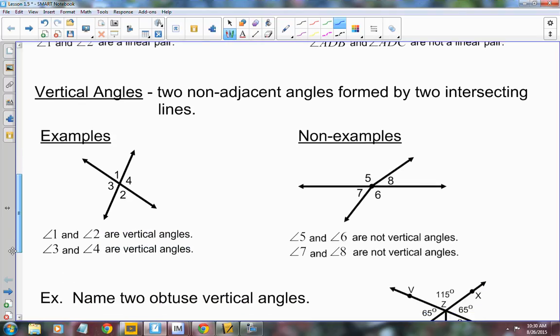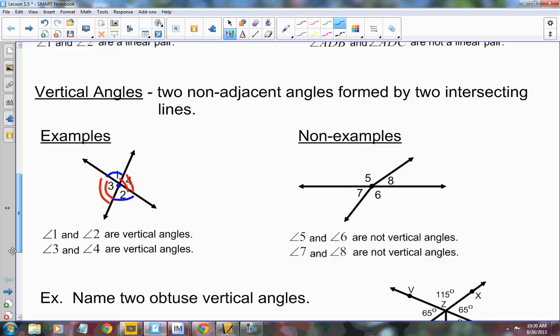Now, vertical angles are non-adjacent, okay? The only thing that they share is a point, and they are created by intersecting lines. So if you have two lines that intersect, okay, your vertical angles are basically opposite each other. They only share a point. They make V's with each other. So like this angle 1 here and this angle 2 here, the only thing they share here is this point, and they're created by two intersecting lines. Those are vertical angles. Another pair would be angle 3 and angle 4. Those are vertical angles, okay? They make V's with each other. They're created by two lines.